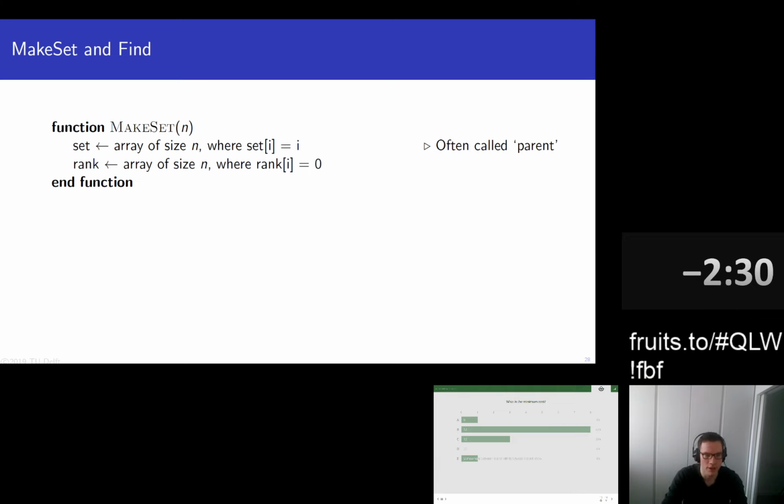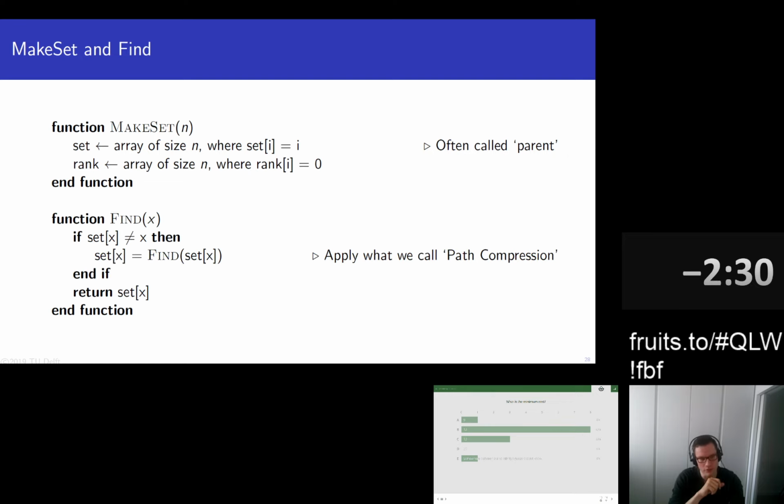For every element, we create a set of size 1, so it contains only one element to start with. And then there's this notion of rank that we'll come back to later. But for now, we initialize all of them to 0. So the bottom line here is that for every element, we indicate what set they are a part of. And to start with, every element is part of its own unique set. So every element has their own ID as an identifier.